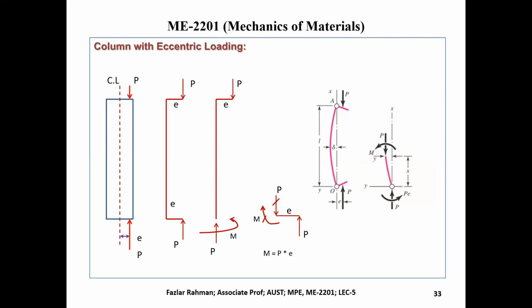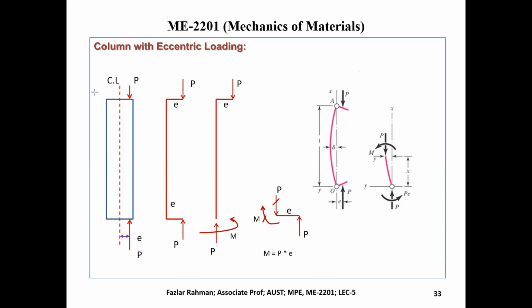In both cases, the load goes through the CG of the cross section. So in both cases, the load is going through this location. Okay. Now, if the load is not going through the CG, then how will we calculate the column load or buckling stress?